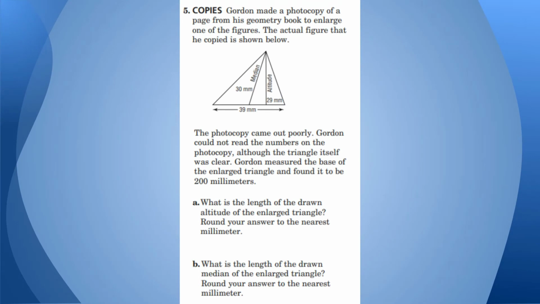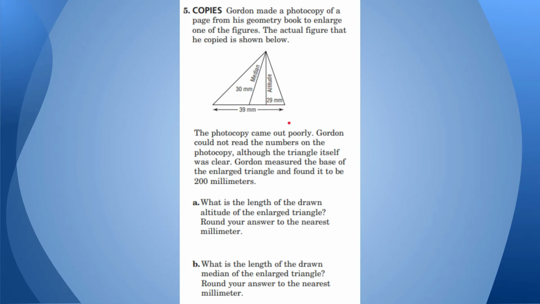Gordon made a photocopy of a page from his geometry book to enlarge one of the figures. The actual figure that he copied is shown below. All right, so we've got our triangle here with a median and an altitude. We've got the length of the base as 39 millimeters. We've got the length of the median as 30 millimeters and the length of the altitude as 29 millimeters.